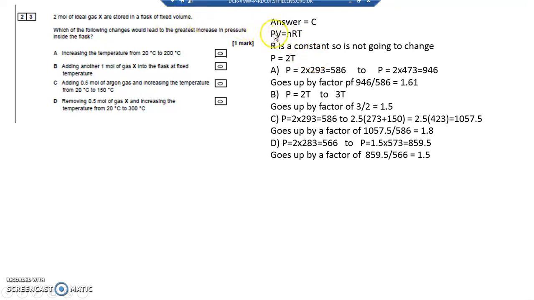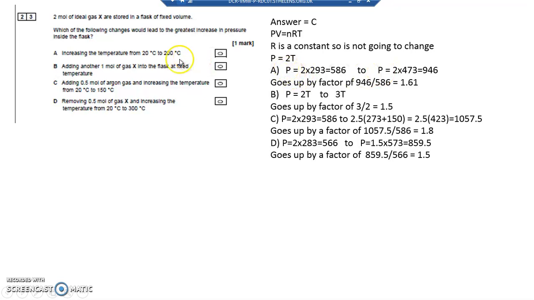So volume isn't going to change. V is not going to change. It's a fixed volume. N, the number of moles, is 2, so that's not changing. R is the gas constant. That's not changing. So V, N and R are not changing. So P equals N times T, and the V and the R are just constants in there. So I'm going to leave those out for the time being because it won't really matter. Those are just numbers that I'm going to include in every calculation, so when I'm working out how much it's gone up by, those are irrelevant.